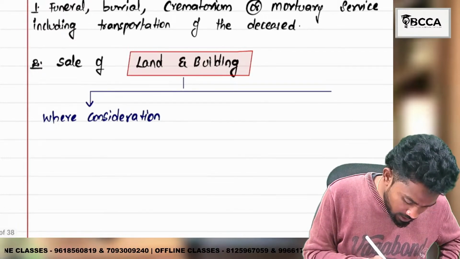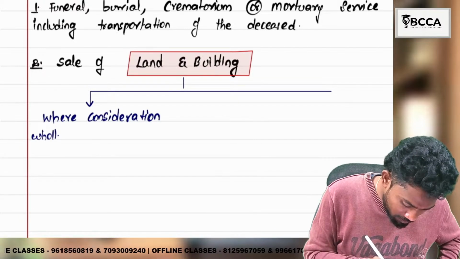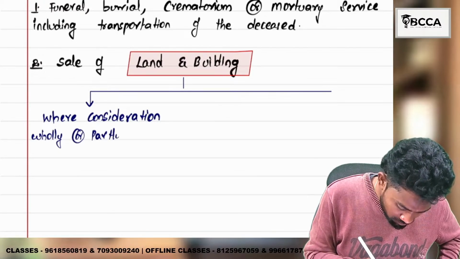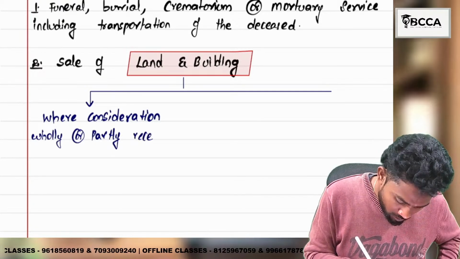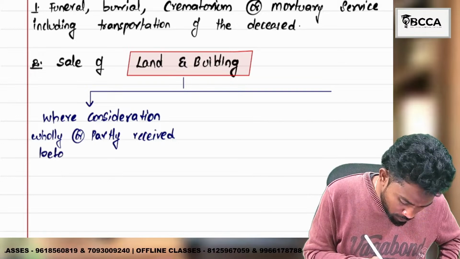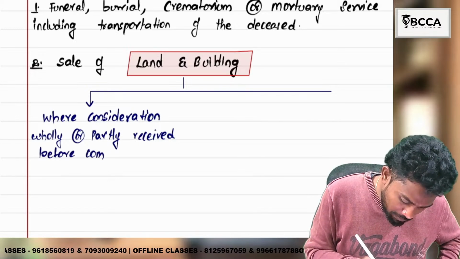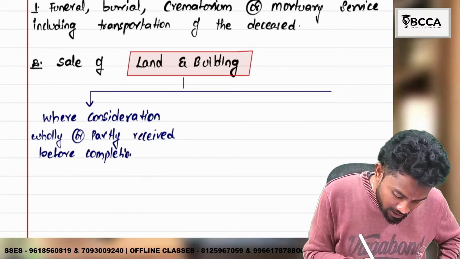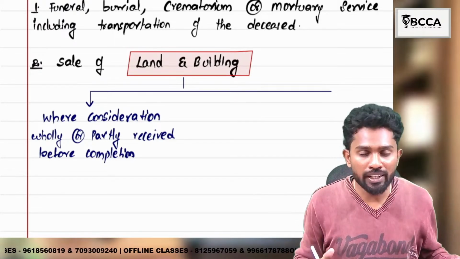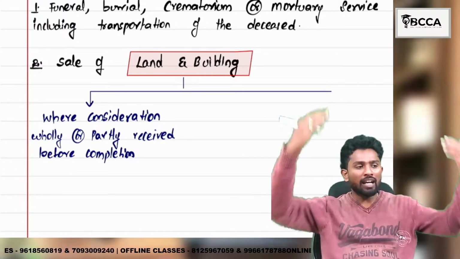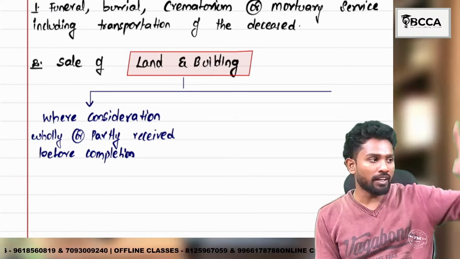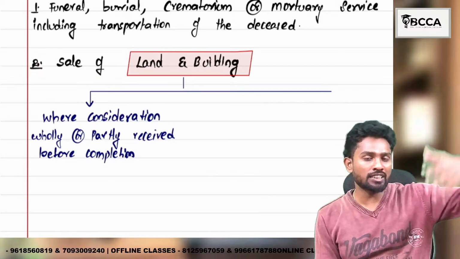Where consideration is wholly or partly received before completion. I mean, before the completion of the building only, consideration either wholly or partly received. Let's say a layout has been made and they have kept a hoarding, a banner, and they are going to construct the buildings. The plan, everything got approved.